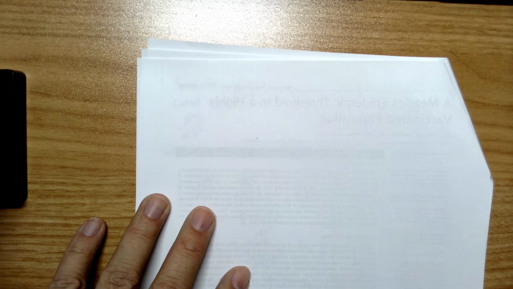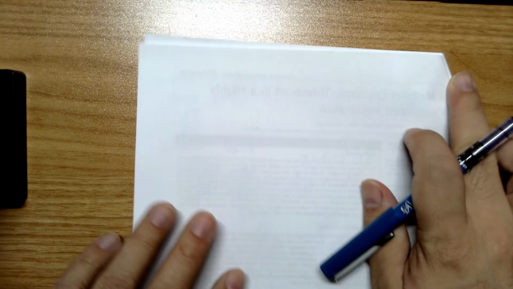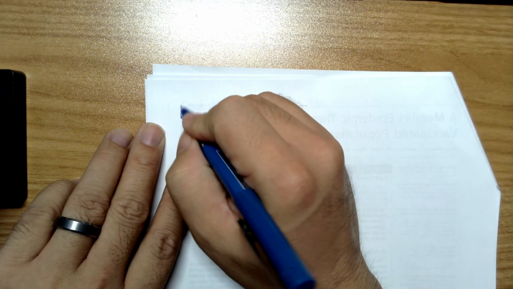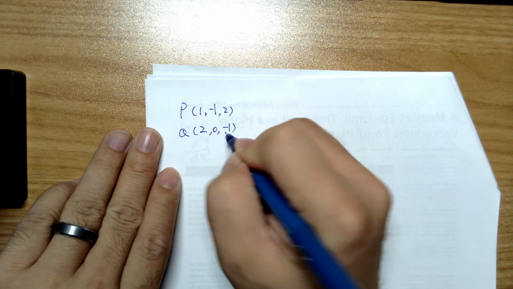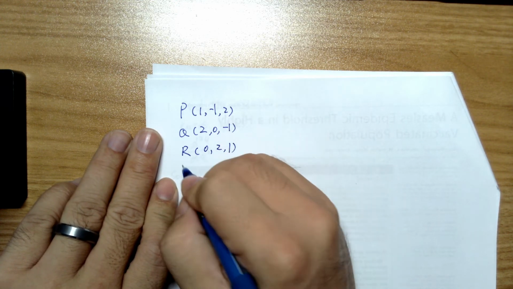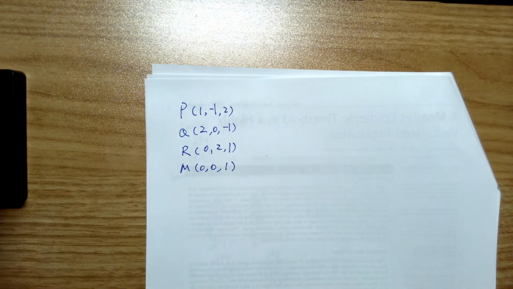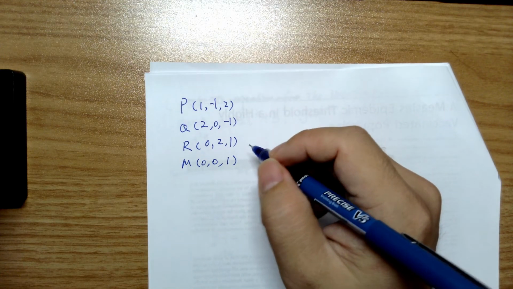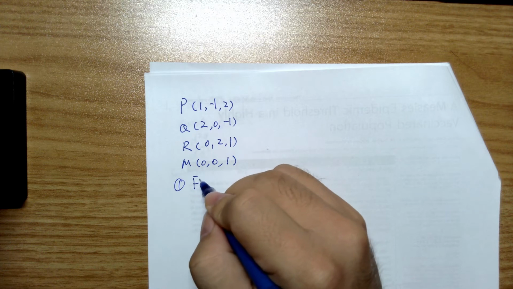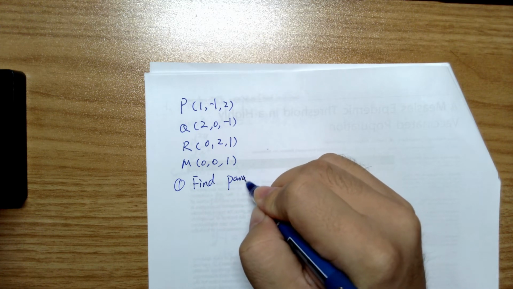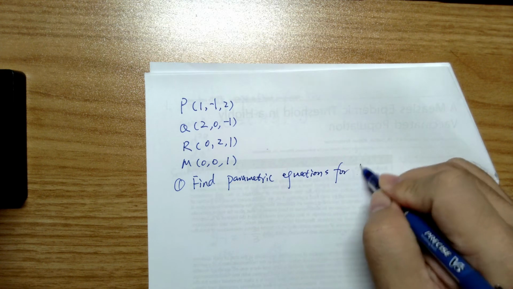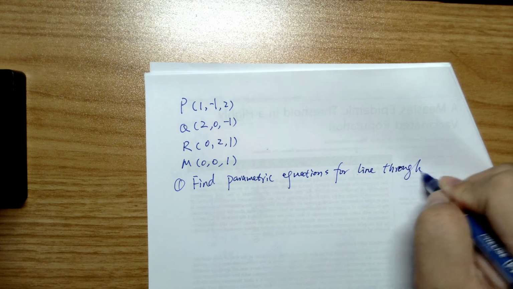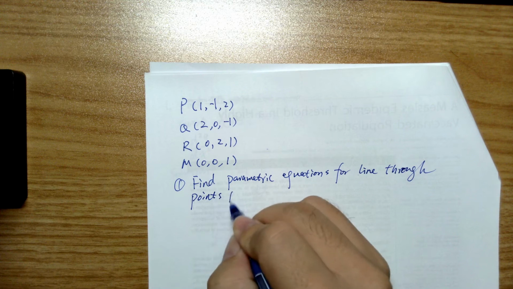See what else? Alright, so the next question, it's kind of like it includes everything about point P, point Q, point R, and point F. Okay. Alright, so part 1 is find the parametric equations, okay, for a line through the points P and Q.